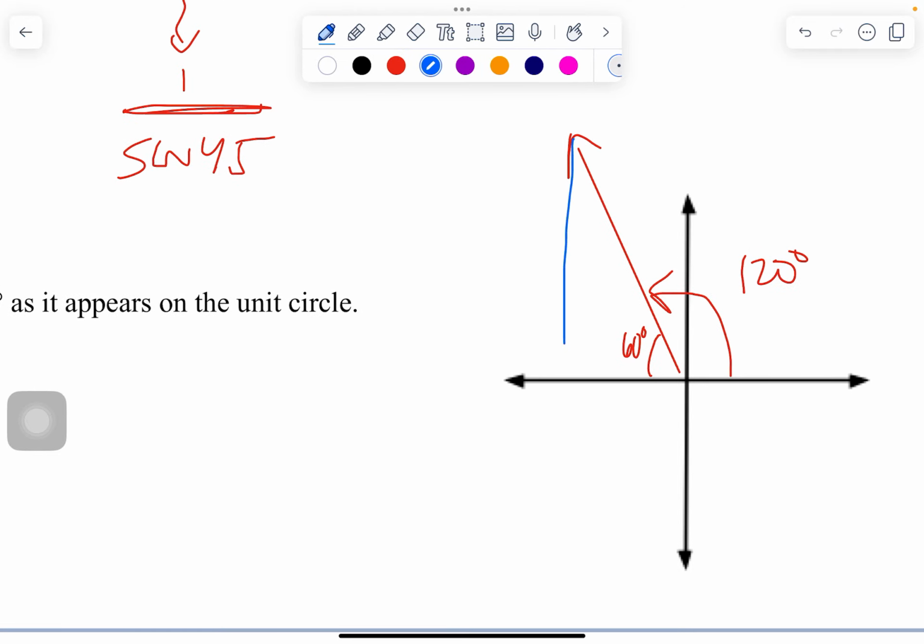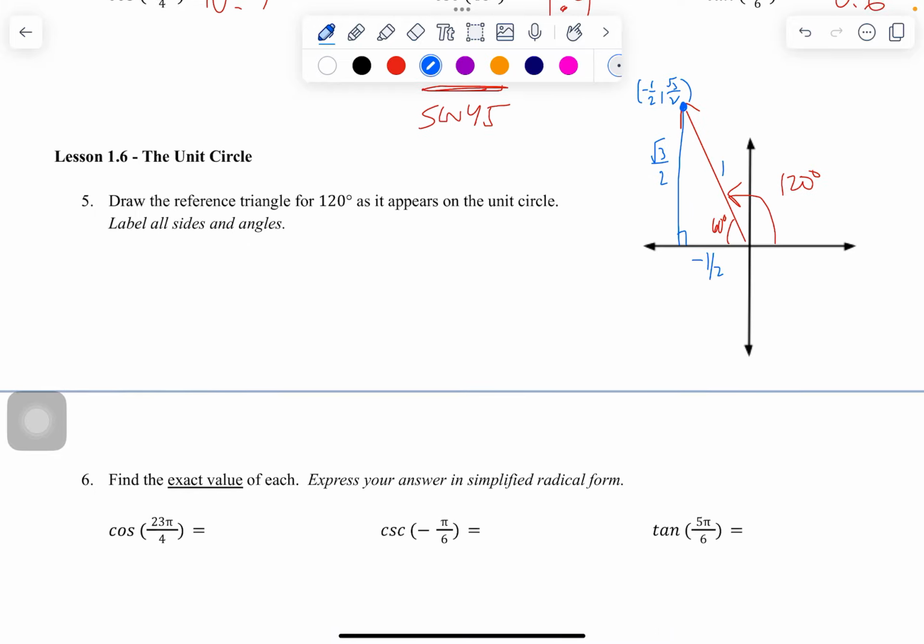So I would drop an altitude here. Some of you labeled the sides as opposites, adjacents, hypotenuse. I get that, but I'd like to see this as -1/2. This is root 3 over 2. This is 1, and we get all those things because on your unit circle, we define this coordinate as negative 1/2, comma, root 3 over 2. So that would be your expectation there.